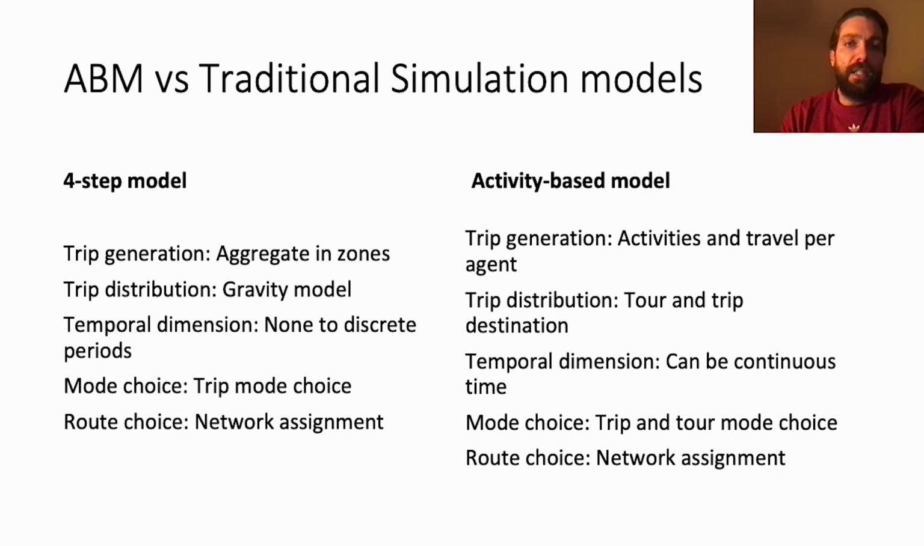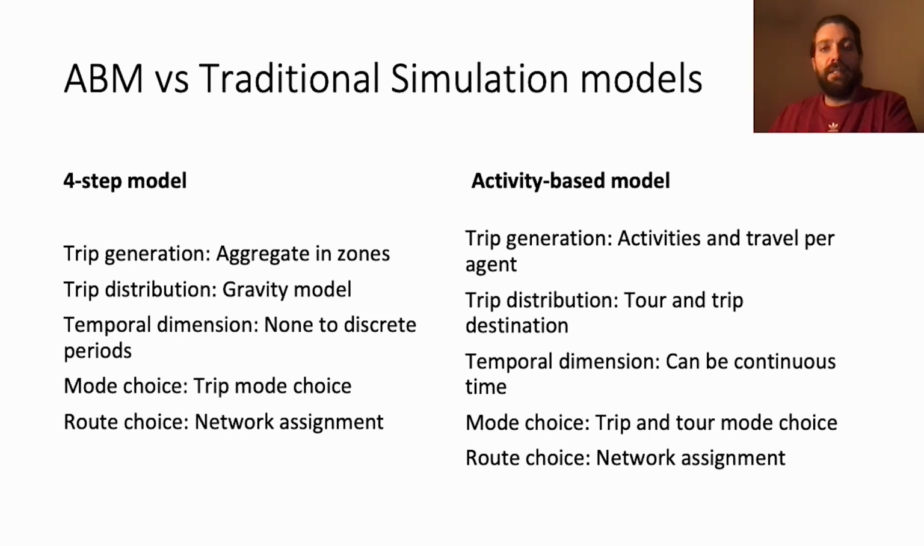In the context of the traditional simulation models, one of the most commonly used models in practice, even nowadays, one of the most popular methods that we use, is the four-step model, which does this four-step sequence of models starting from trip generation, which is the amount of trips that are generated in each zone. Then it does the trip distribution, most usually using a gravity model, then it estimates mode choice models for the different modes available in the network, and then it does the network assignment.